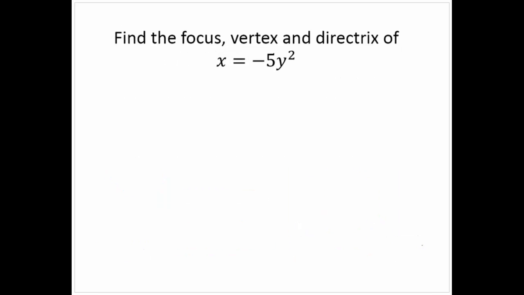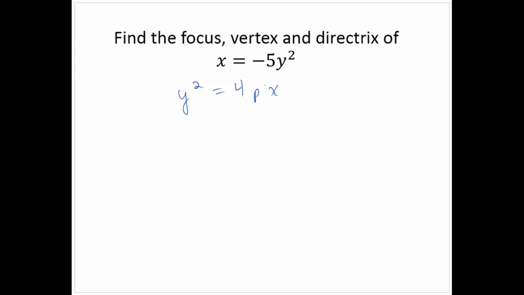Suppose we were asked to find the focus, vertex, and directrix of x equals negative 5y squared. All right, so I'm going to write this in the form y squared equals 4px. So that's the goal here. If I can write it like this, then I can figure out some information.